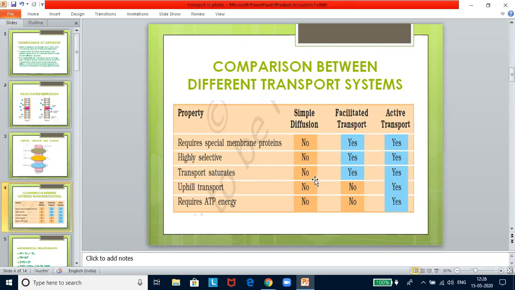Transport saturates. In simple diffusion, it does not, but in facilitated transport and active transport, yes. Now, uphill transport: no, it is not against the concentration gradient, it is down the gradient. So simple diffusion and facilitated transport are no, but in active transport, it is against the gradient. So it is an uphill transport. Simple diffusion requires no ATP and facilitated transport also does not require ATP, but active transport requires ATP as it has to move substances against the concentration gradient.